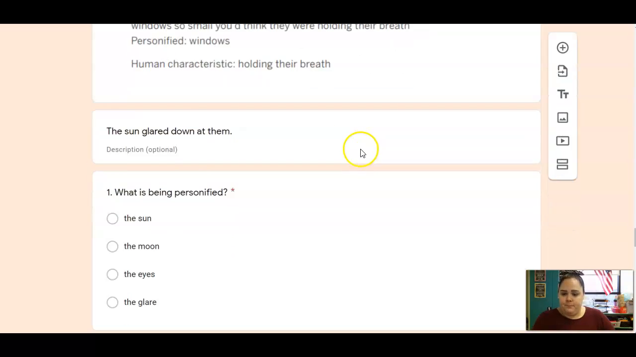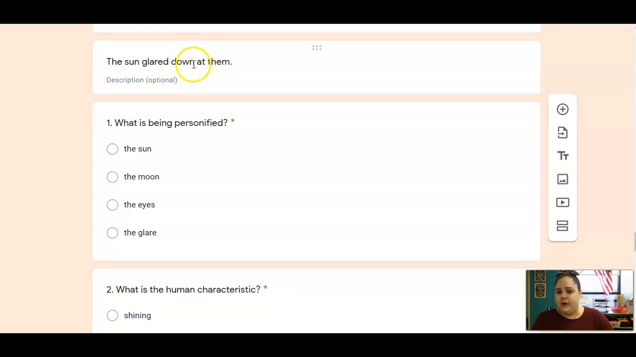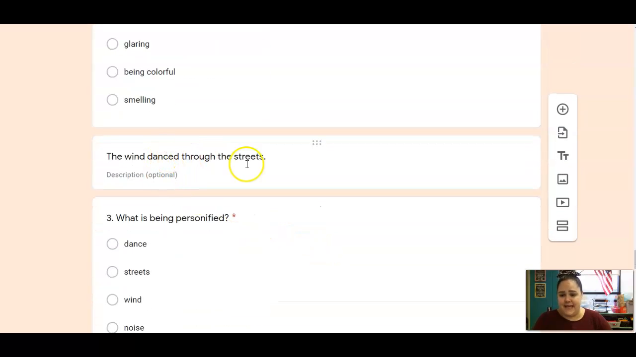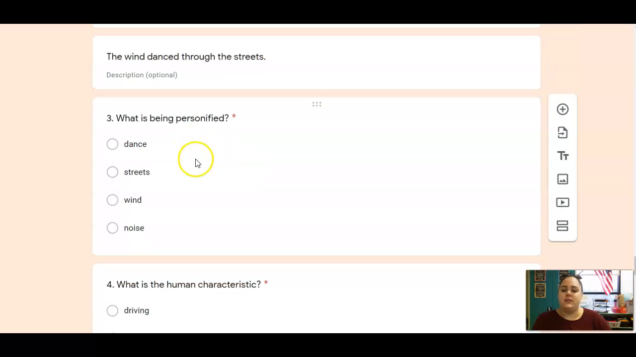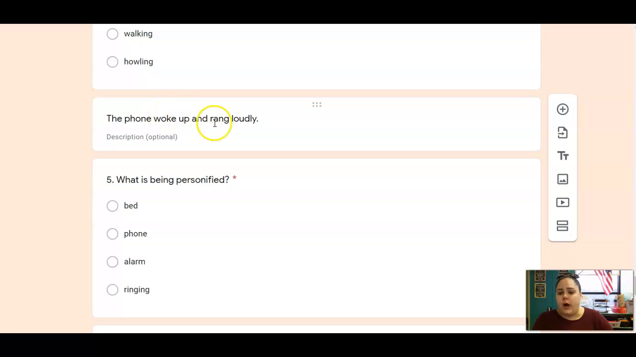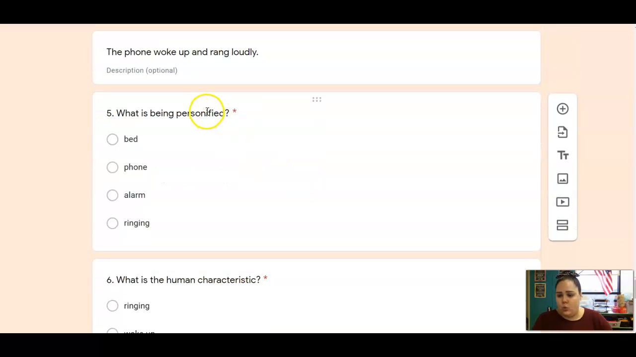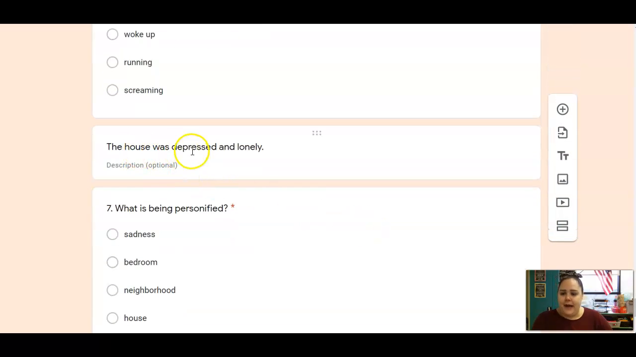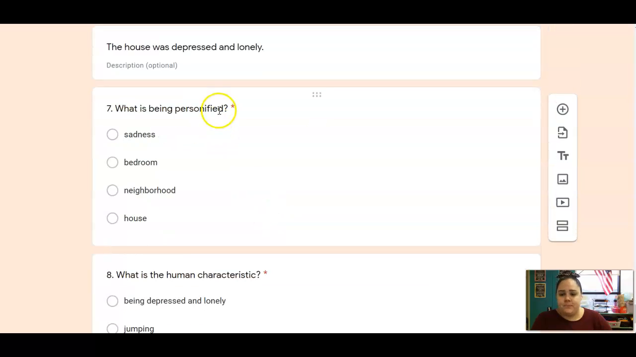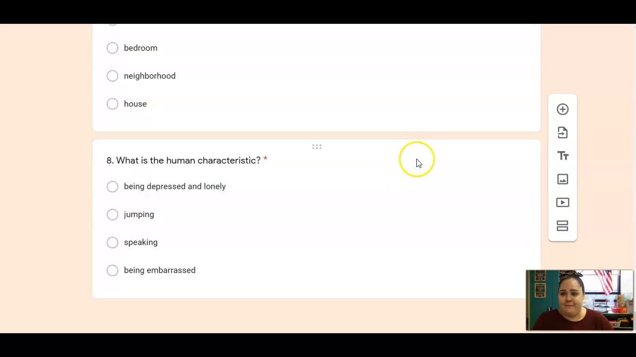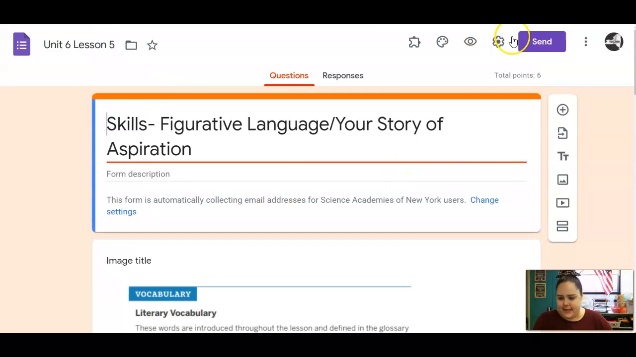So you're going to pull out what is the object and what is the human characteristic that we're giving them. So the first one is the sun glared down at them. What is being personified and what is the human characteristic? The wind danced through the streets. What's being personified? What is the human characteristic? The phone woke up and rang loudly. What's being personified and what is the human characteristic? The house was depressed and lonely. Same thing, what's being personified and what is the human characteristic, and that is it for reading. All right, so let's head over to skills.